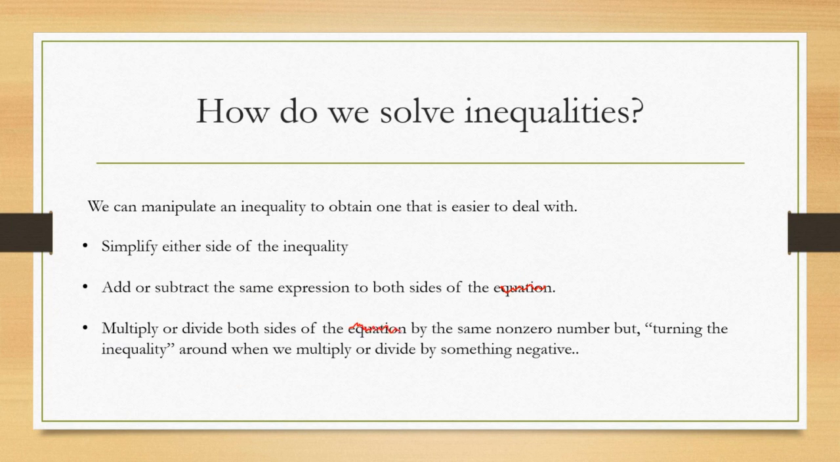But again, when you multiply or divide by something negative, that's when you have to be extra careful. Namely, when you multiply or divide by something negative, you have to turn the inequality around. That's what you have to do. I'm going to show you why right now.